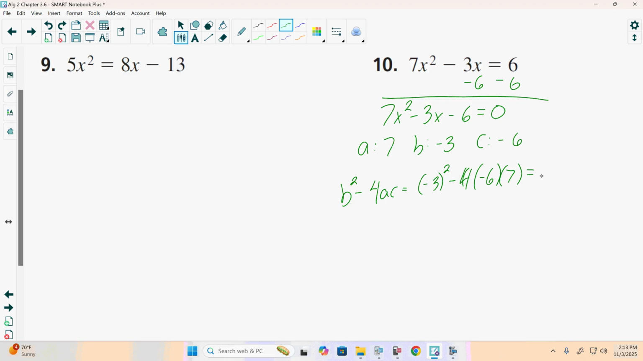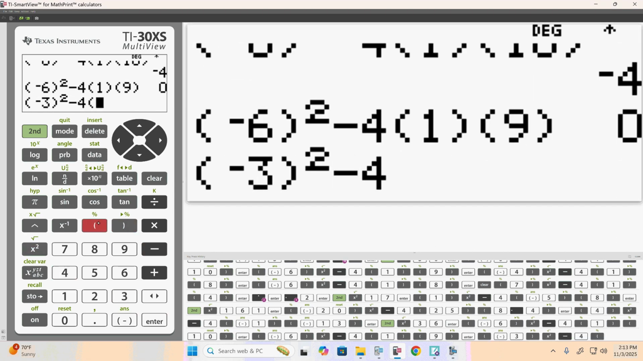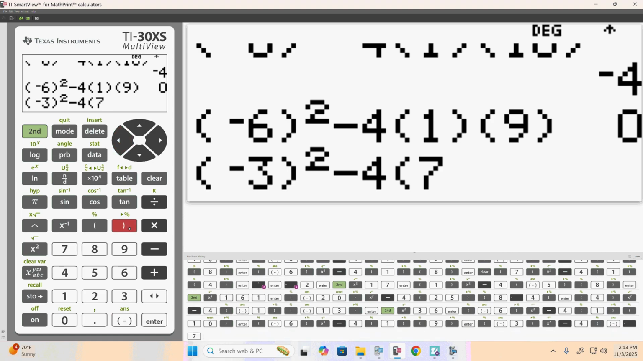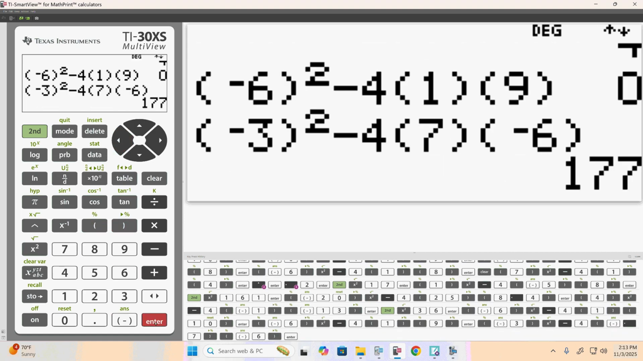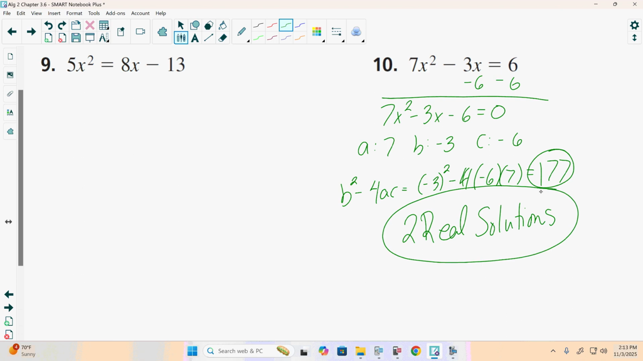Because b squared minus 4ac, so negative 3 squared minus 4 times 7 times negative 6 is 177. That is greater than 0, so we have 2 real solutions. So we need the 177 and 2 real solutions. We need its value, and because it is greater than 0, it tells us we have 2 real solutions.